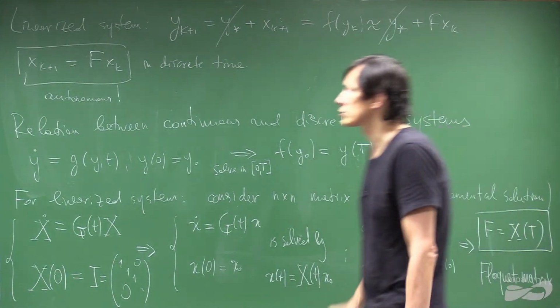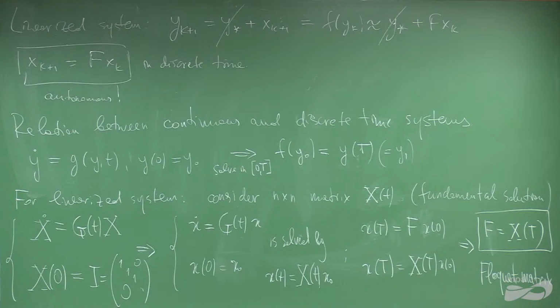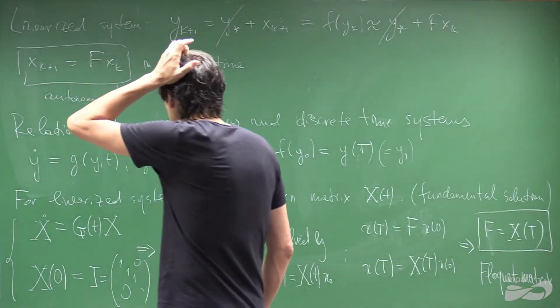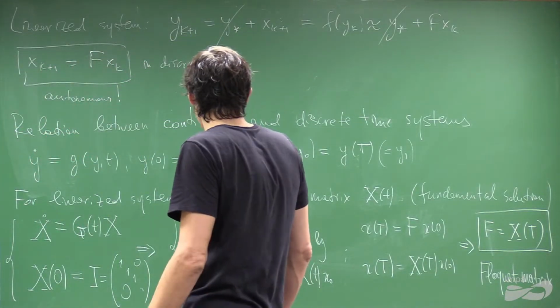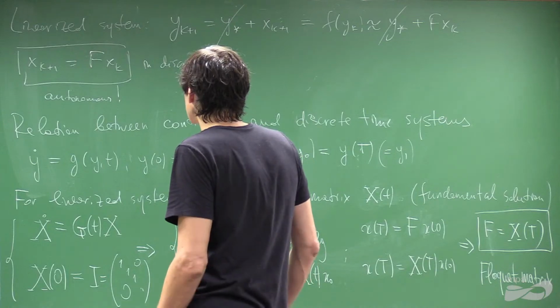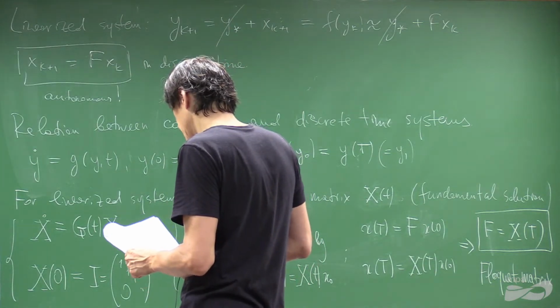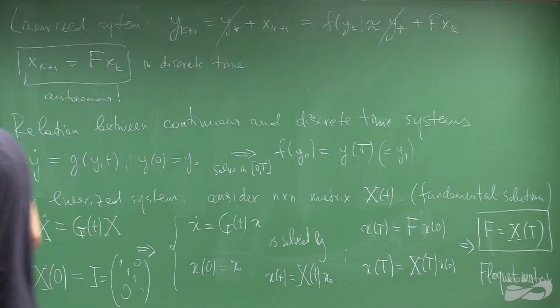So there is full connection. We can write systems in continuous time, we can write them in discrete time, and we can connect the equations in discrete time. We took equations with continuous time, so getting the autonomous system for this discrete time.